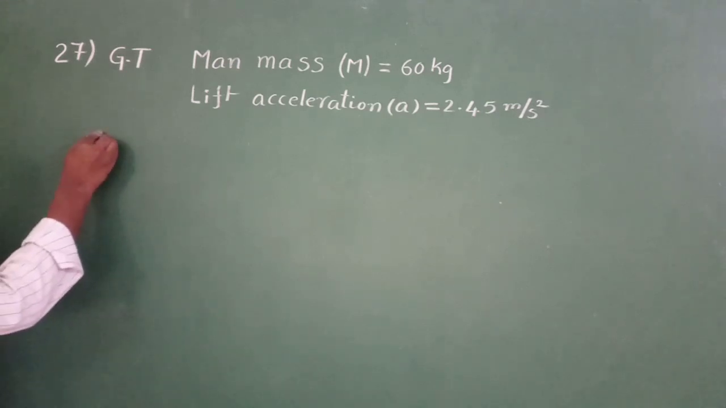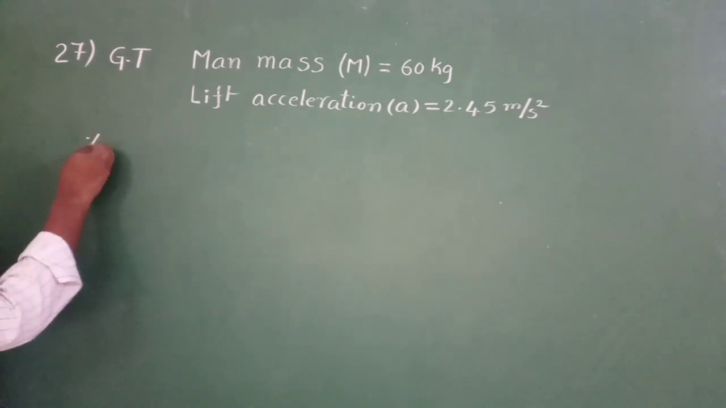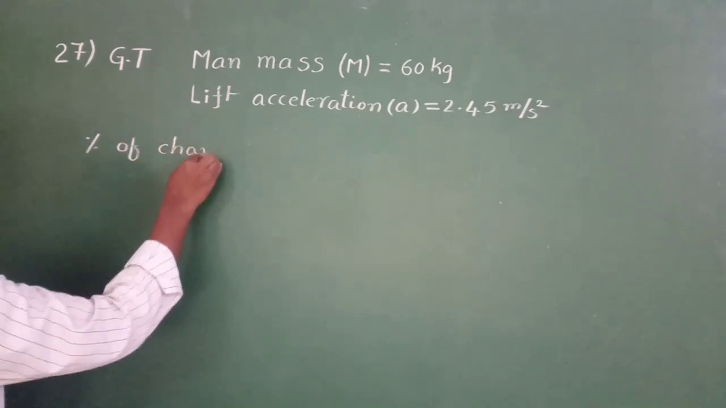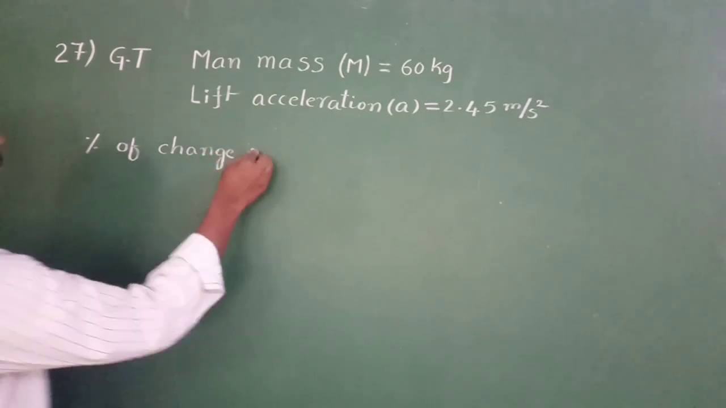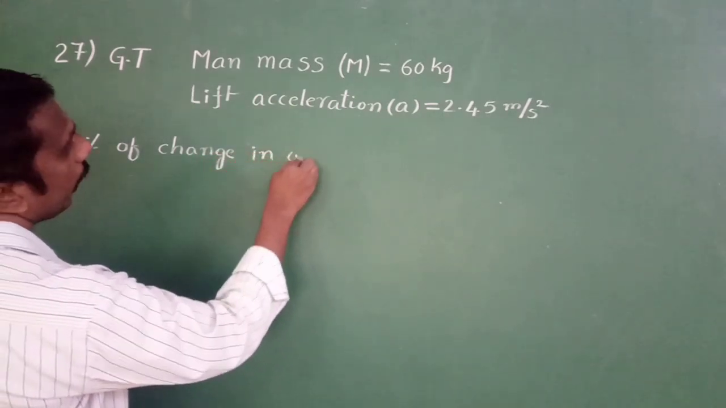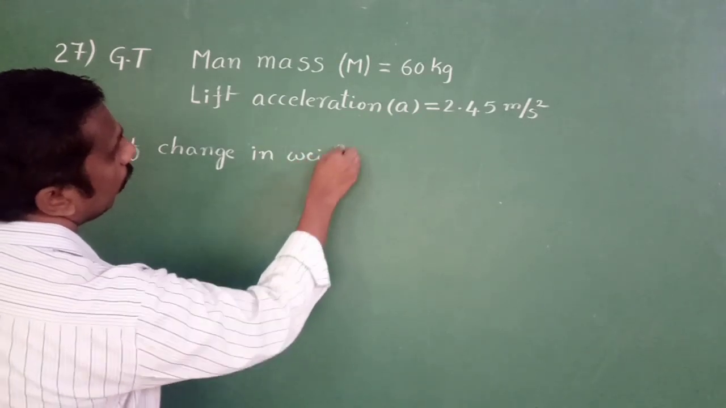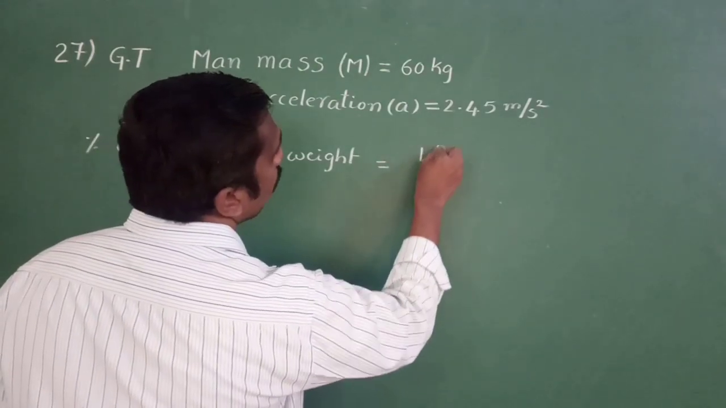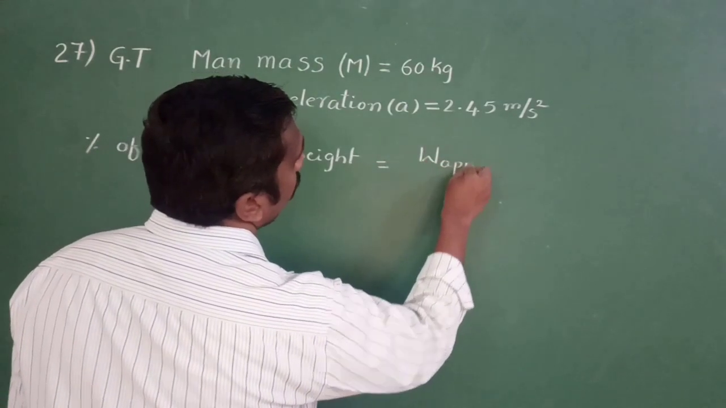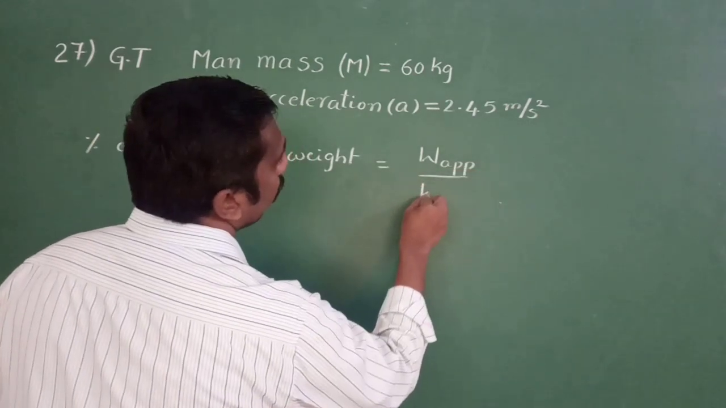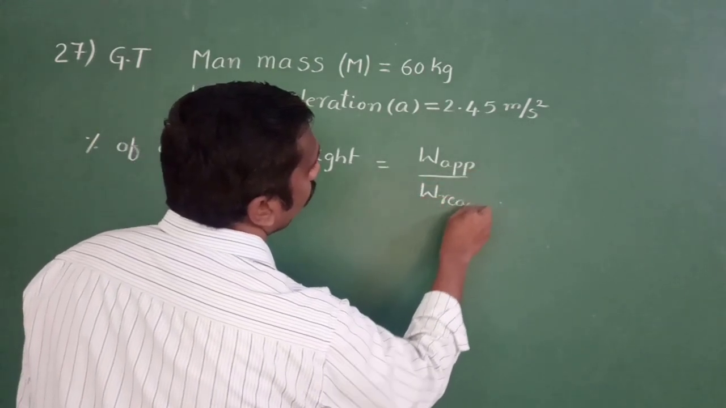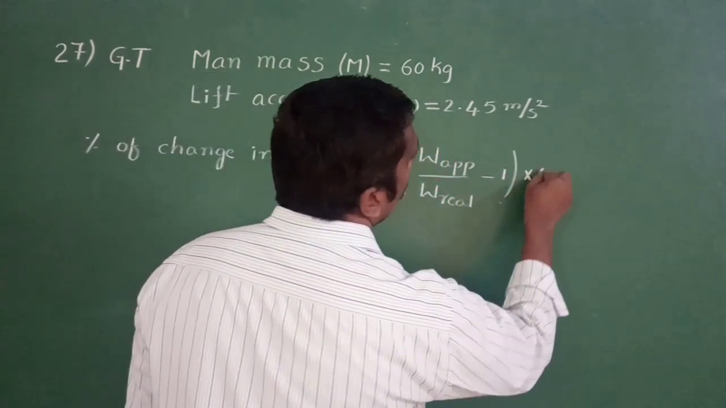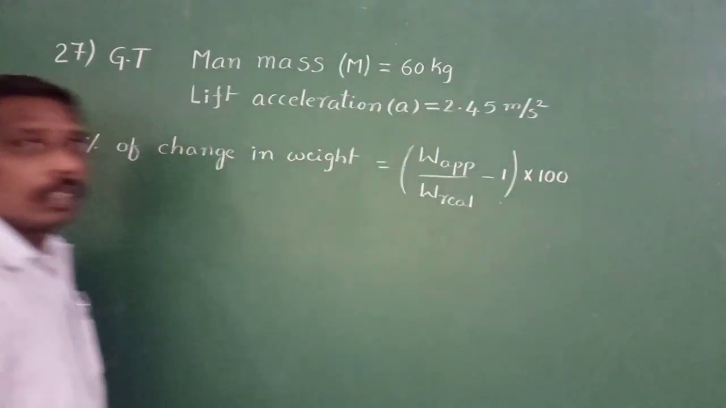So the apparent percentage change in his weight is equal to, formula: W apparent divided by W real, minus 1, into 100. This is the formula to calculate the apparent percentage change.